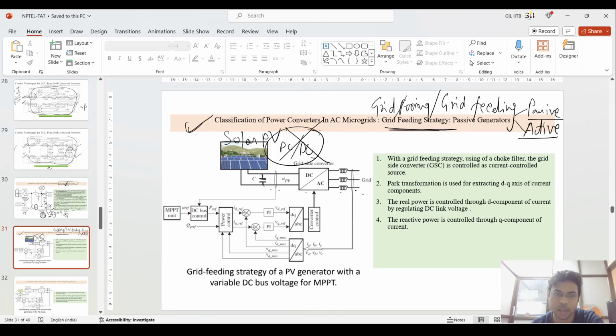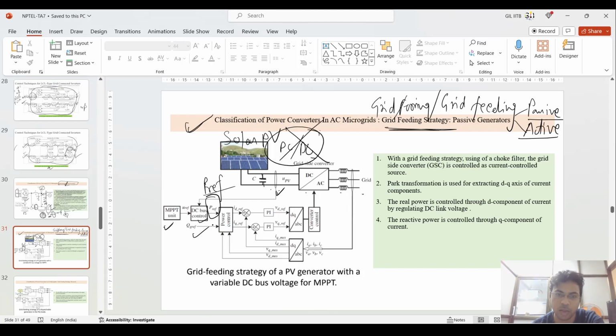Okay. So this is the passive generation type. This is directly connected to a DC to AC converter and then feeding to the grid. Here the voltage after this capacitor is taken as a reference, and for maintaining this voltage, DC bus control is done. Then through this, the P reference is generated. Okay.